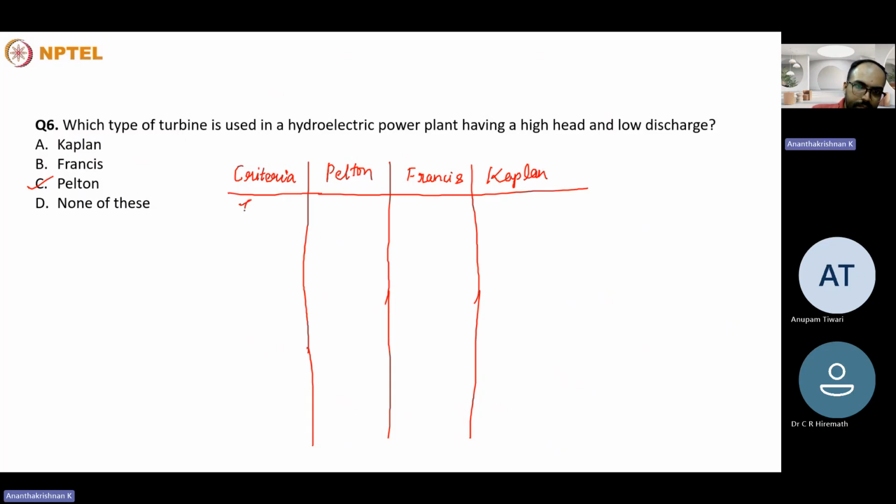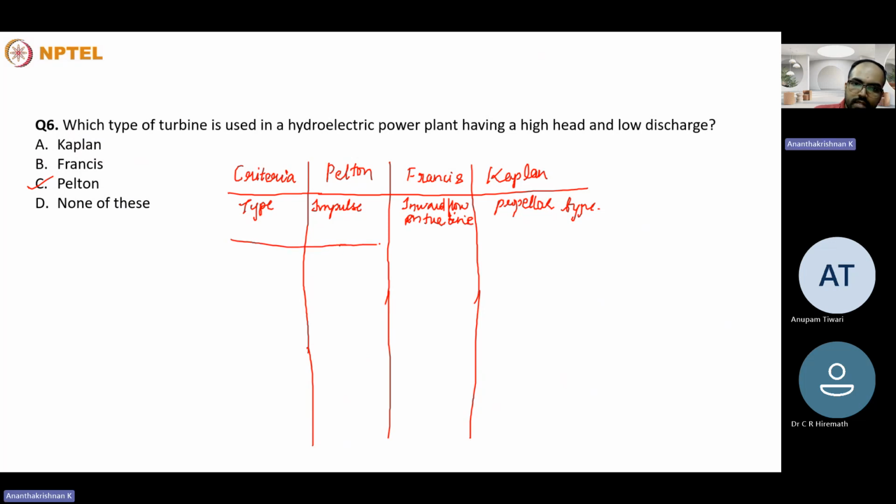First type of turbine: Pelton is an impulse turbine. Francis is an inward flow reaction turbine. Kaplan is a propeller type turbine, the counterpart of axial flow turbines and axial fans.